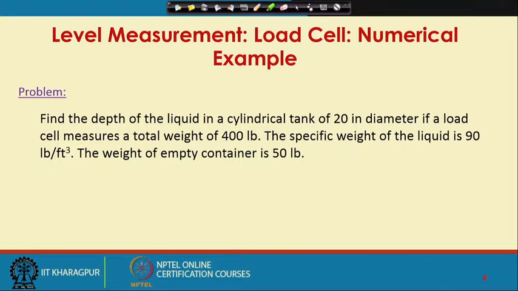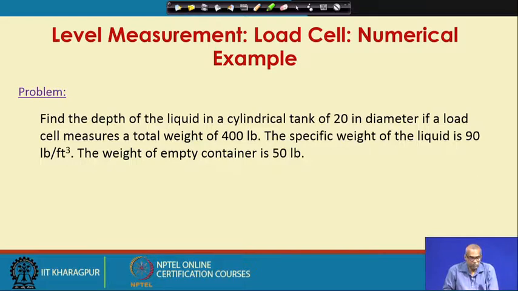So, let us consider the first problem on level measurement by load cell. Find the depth of the liquid in a cylindrical tank of 20-inch diameter if a load cell measures a total weight of 400 pound. The specific weight of the liquid is 90 pound per feet cube. The weight of empty container is 50 pound.